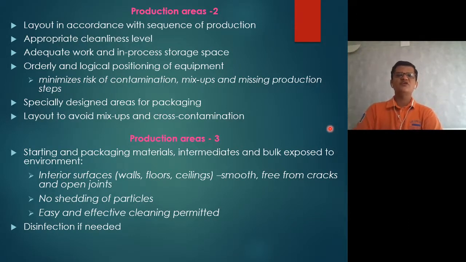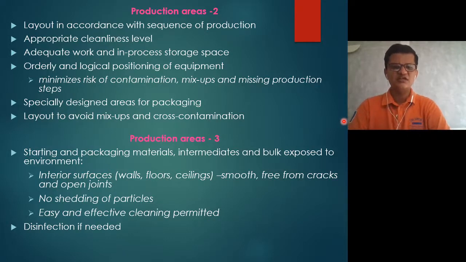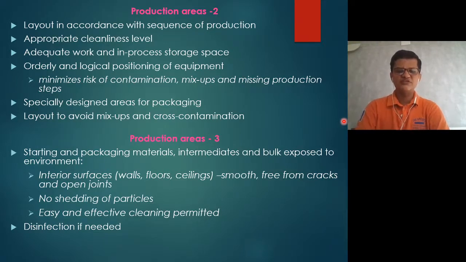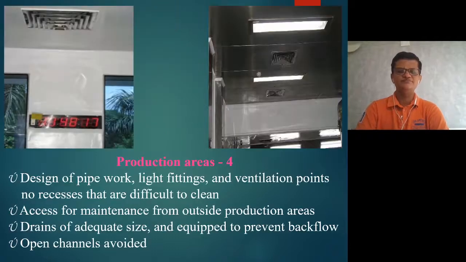The layout should be in accordance with the sequence of production, that is the production layout. Appropriate cleanliness level should be maintained, adequate work and in-process storage should be provided, orderly and logical positioning of equipment should be made, and specially designed areas for packaging. The layout should avoid mix-ups and cross contamination. Starting and packaging materials, intermediates and bulk exposed to the environment should be clearly identified, and there should not be any joints in the walls and the floors. Easy and effective cleaning should be permitted.